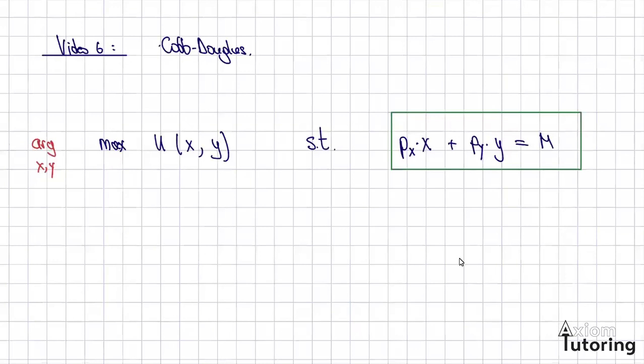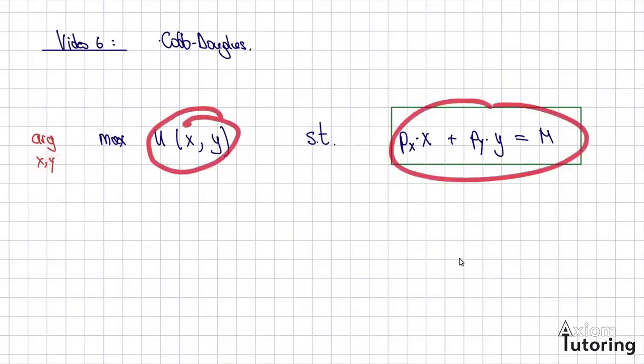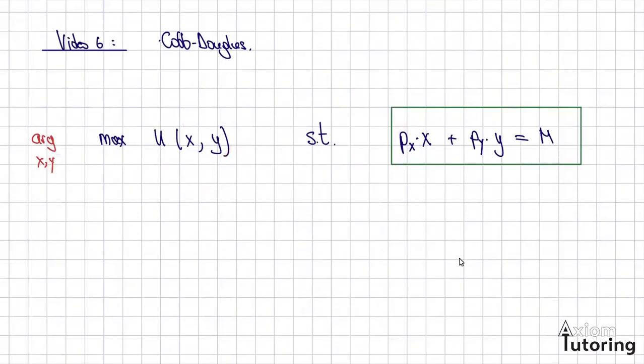Okay, so in this video, I want to talk about the Cobb-Douglas preferences. So we've been working on consumer theory, and our general problem is we're looking for two arguments, x and y, that maximize the utility function subject to a budget constraint. And our utility function for this video is going to take a nice form that looks like this: x to the half, y to the half.